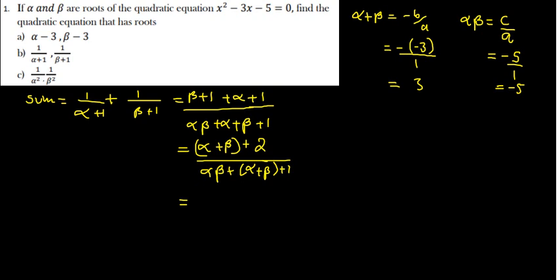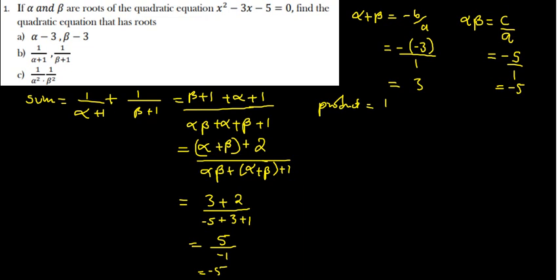And now we substitute in our values. Where there is alpha plus beta, we're going to substitute 3, so that will be 3 plus 2 on top, divided by where there is alpha beta down, we are going to substitute what is alpha beta. We can say that is a negative 5, and then plus where there is alpha plus beta, that is a 3, and then plus a 1. And this gives us 5 divided by negative 5 plus a 3, that's a negative 2, plus a 1, that will be a negative 1. And so the answer will give us negative 5. And then we need to find now the product.